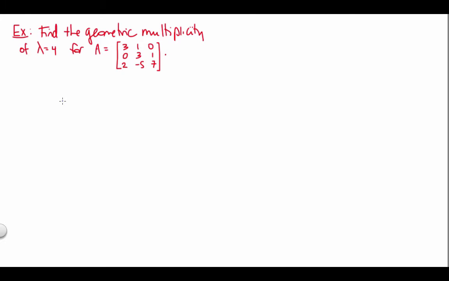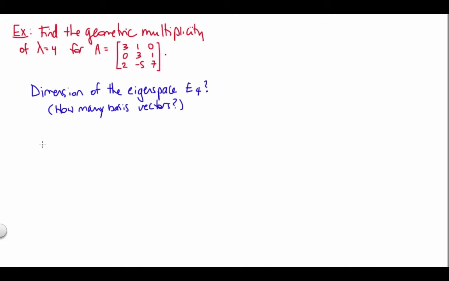The problem is to find the geometric multiplicity of the eigenvalue lambda equal 4 for the given matrix A. Well, if we rephrase the question, what we're really asking is, what is the dimension of the eigenspace E4? Meaning, how many basis vectors does that eigenspace have? So we'll need to investigate the eigenvectors corresponding to lambda equal 4.